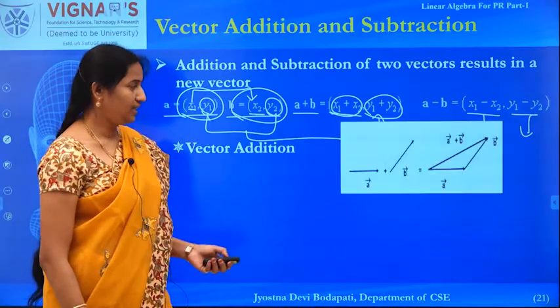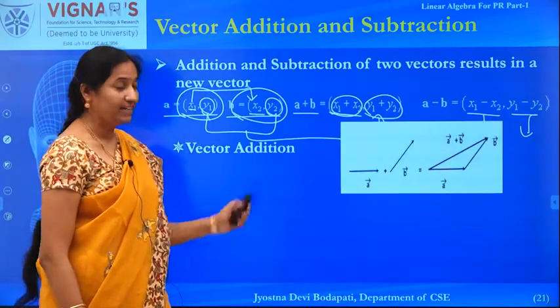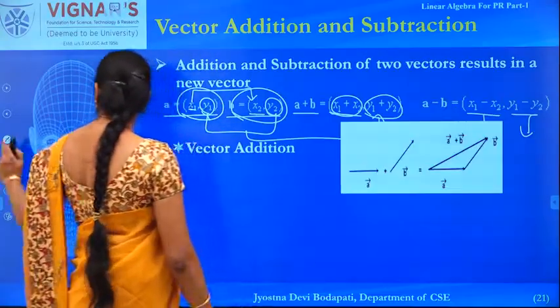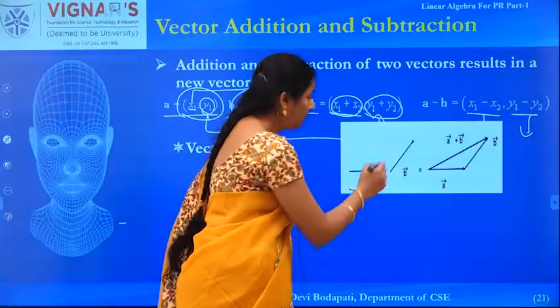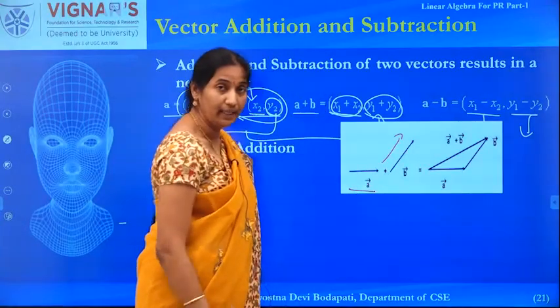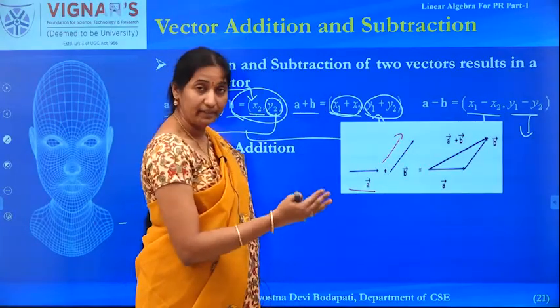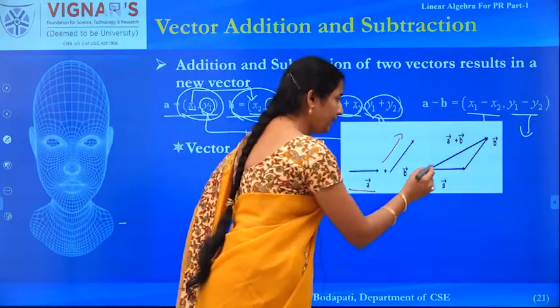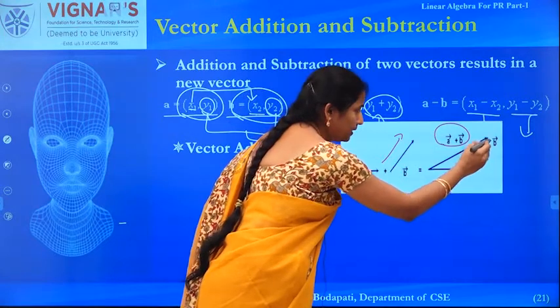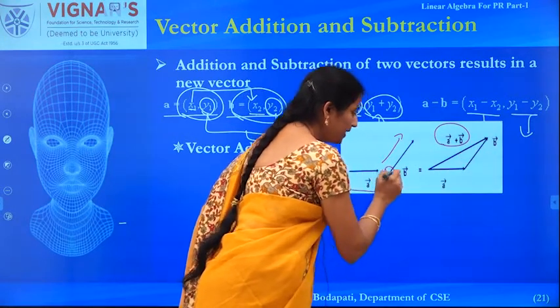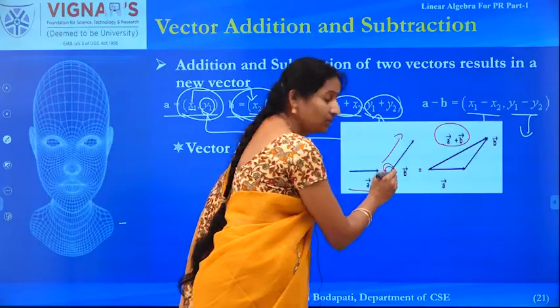Now see graphically what vector addition is. Consider this vector A, it is moving in this direction with a magnitude, and now I have this vector B. So, how do I apply vector addition? I want to apply A plus B. So, I need to place the initial end of the vector B, this is the end, right. So, this is the initial end of the vector B.